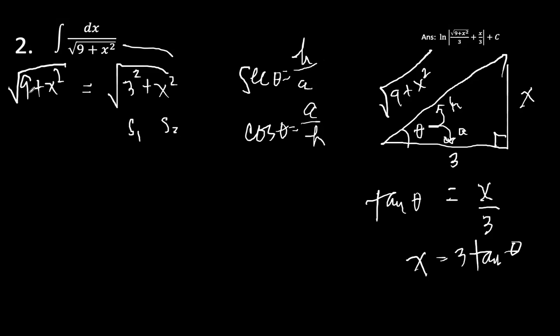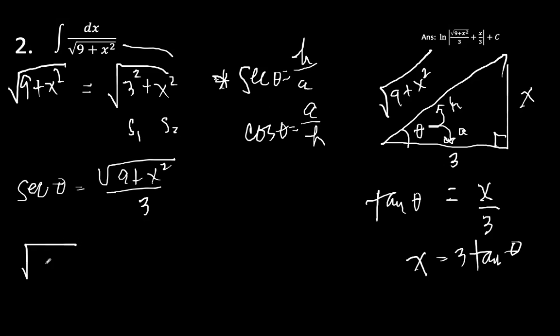However, we want to equate the square root of 9 plus x squared to a simpler trigonometric function. So we deal with secant, since we can easily get the hypotenuse, which is the square root of 9 plus x squared. So we have secant theta is equal to the square root of 9 plus x squared over 3. So the square root of 9 plus x squared is equal to 3 secant theta. So we have already expressed the square root of 9 plus x squared in terms of a trigonometric function, and also x as a trigonometric function. So we're now ready to integrate.